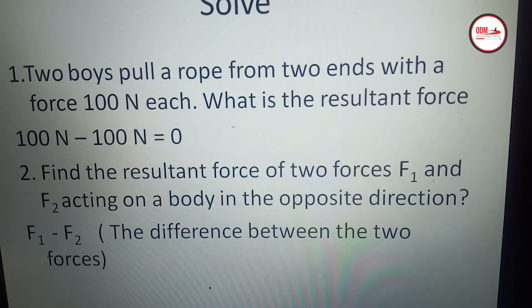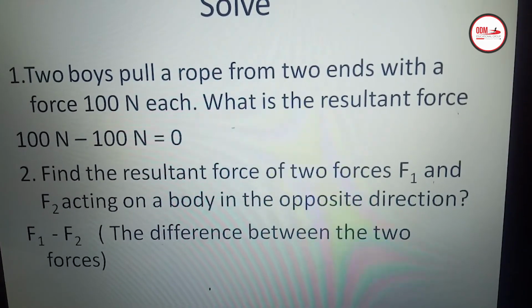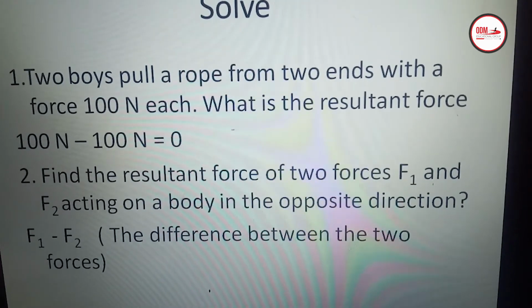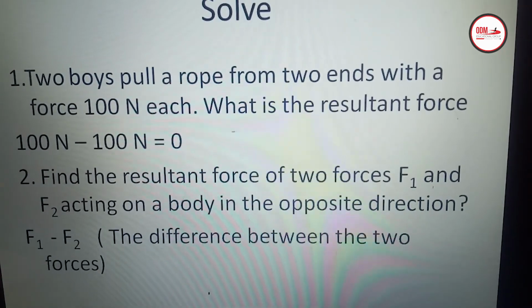Okay children, I want to stop here. In our next class we will study balanced forces and unbalanced forces. Thank you.